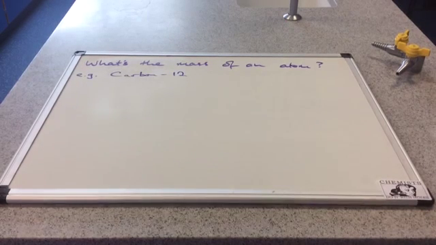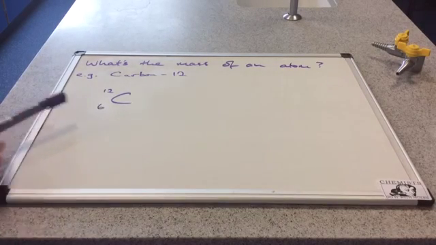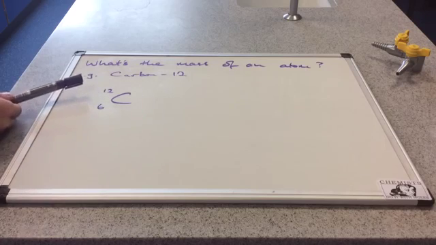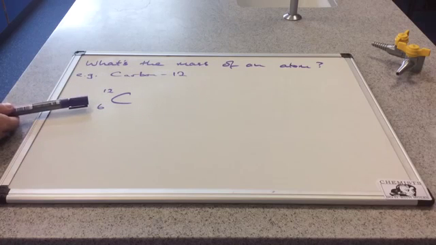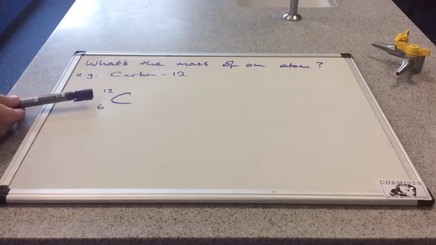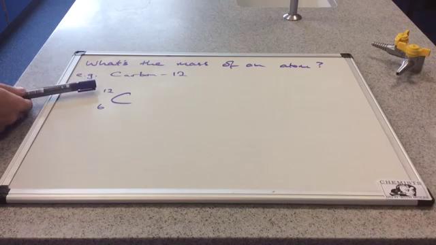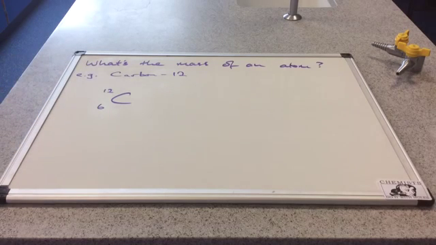The example I'm going to use is carbon-12. So the carbon-12 atom could be represented like this. We've got the symbol C and we've got the 6, which stands for the atomic number. So that's the number of protons in the nucleus of the carbon atom. And we've got the number 12 there, and that's the mass number for this carbon-12 isotope.